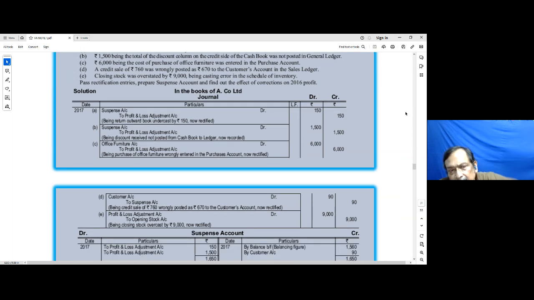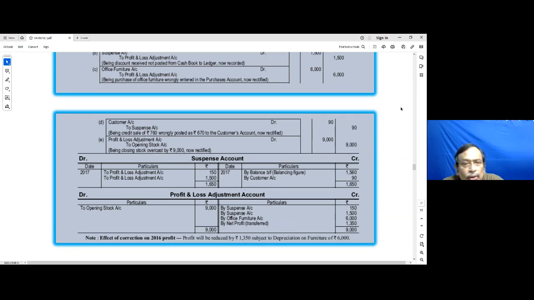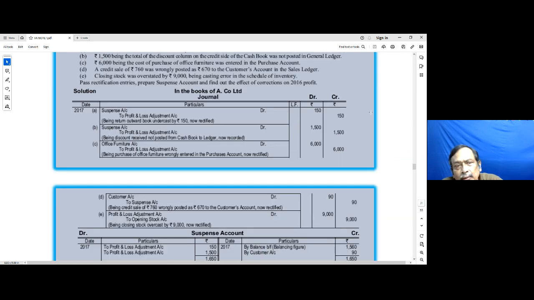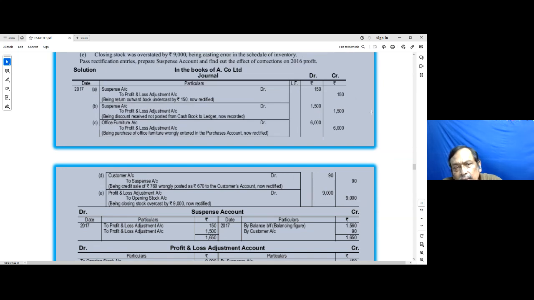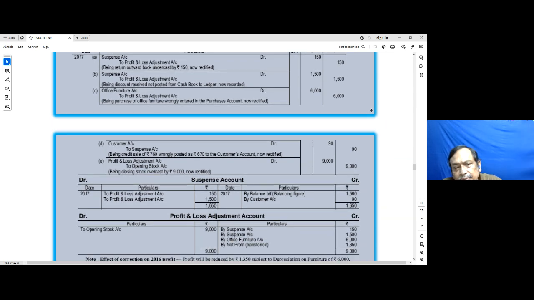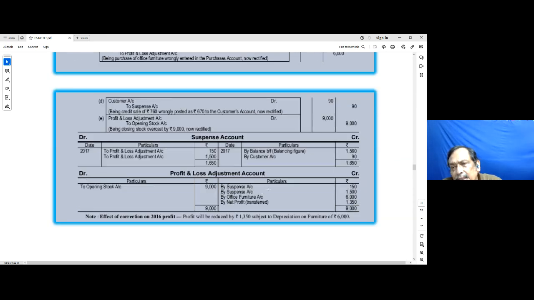Profit has been ascertained. That's why we are passing the entry profit and loss adjustment account debit 9,000 to opening stock account, because last year's closing stock will be this year's opening stock. Then we are going to prepare the suspense account and the relationship in the journal we are going to post into the suspense account, that is to profit and loss 150, to profit and loss adjustment 1500, then by customers account 90, and this was the balance that was there, that is 1560.